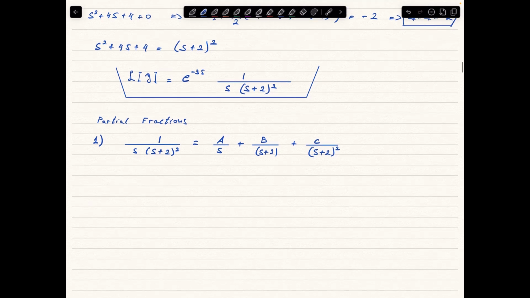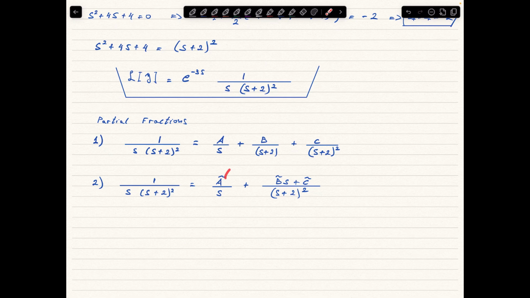That's one possible partial fraction decomposition. The other is equivalent, in the sense that there is a relation between a, b, and c and the new constants, and it is this. We say this is a tilde over s, then b tilde s plus c tilde. These are going to be different constants over s plus 2 squared. Either of these two decompositions is correct.